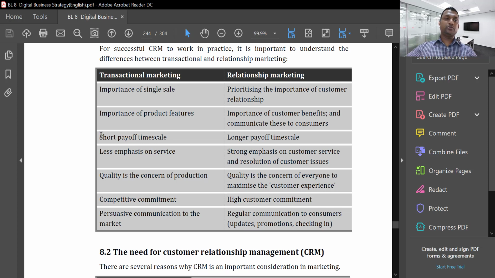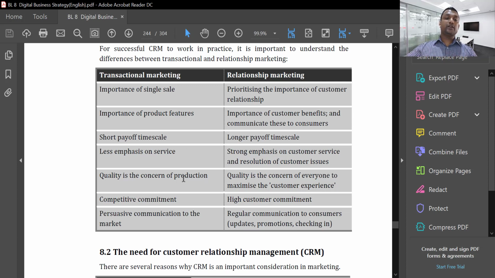So we do the marketing, the product is sold, and then the payments and the commission and the return is finalized, and then we move on. And less emphasis on service, so we don't focus on trying to give them a good service to make them happy. We just want to sell the product, and we don't want to make customers happy and satisfied.